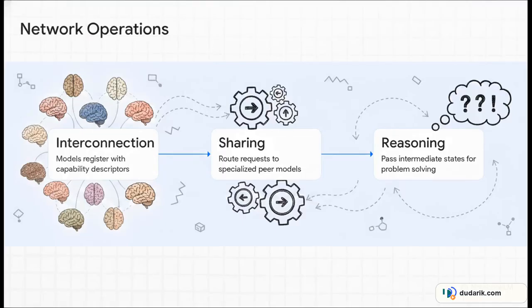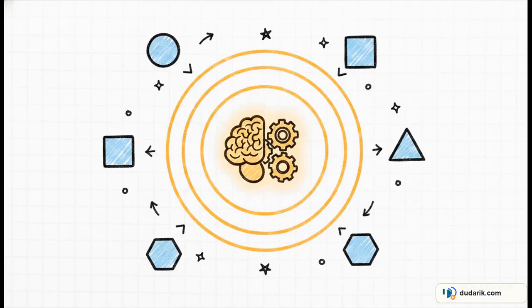So, how does this actually work? Well, the framework basically operates on three primary steps or mechanisms. You've got interconnection, followed by capability sharing, and finally, collaborative reasoning. I want to quickly walk you through this flow so you can see exactly how a task propagates through this kind of network. Step 1 is interconnection.